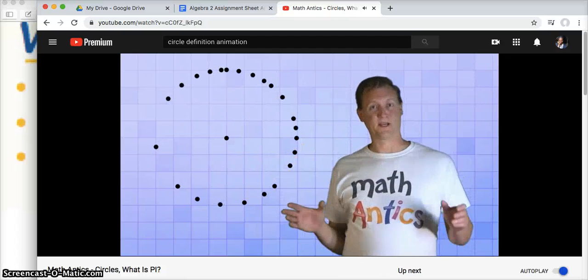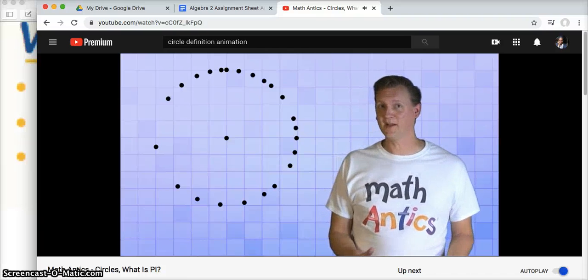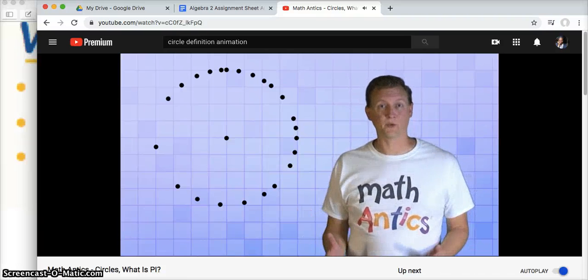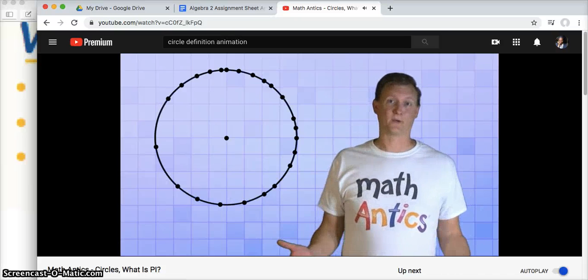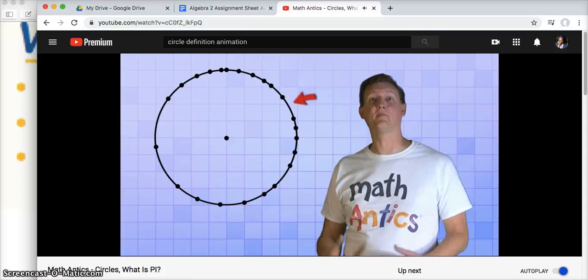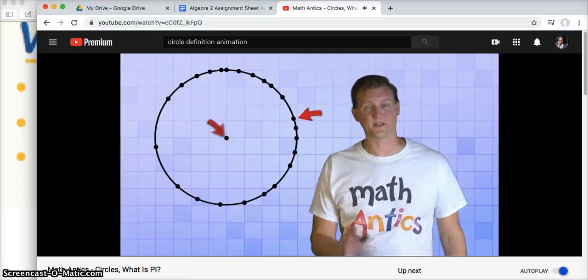Phew, I'm getting tired. But do you see what's happening? The more equidistant points we add, the more the pattern looks like a circle. And that's why a circle is defined as the set of points that are equidistant from a center point.